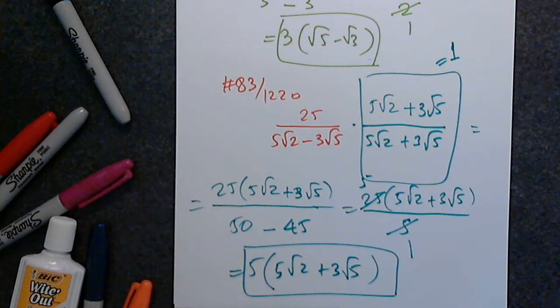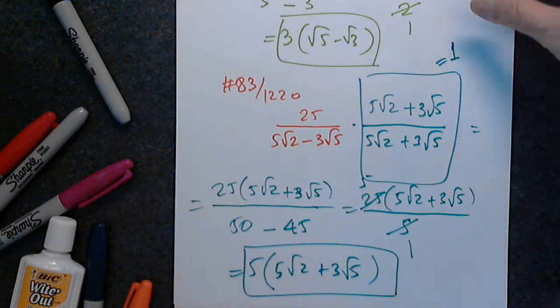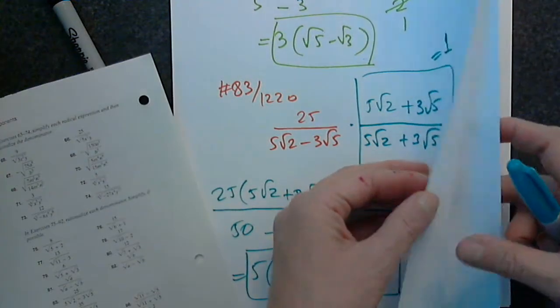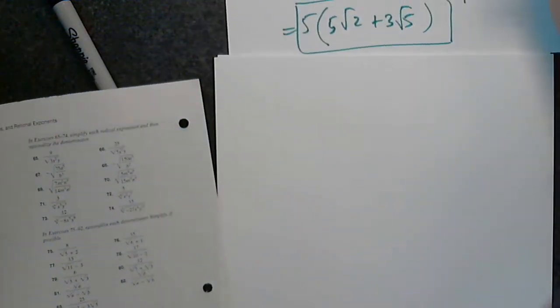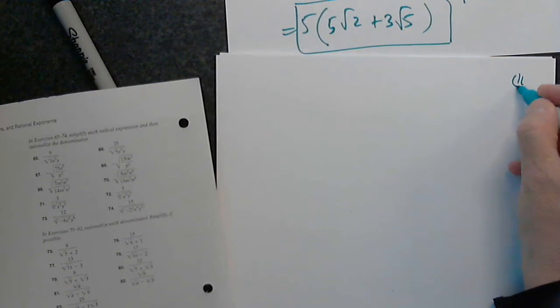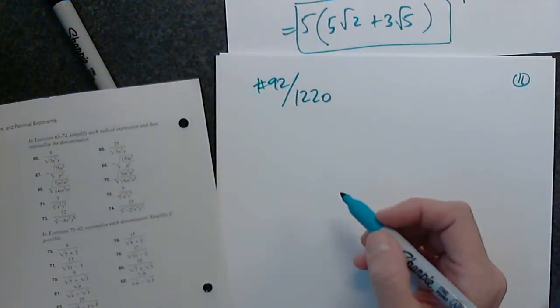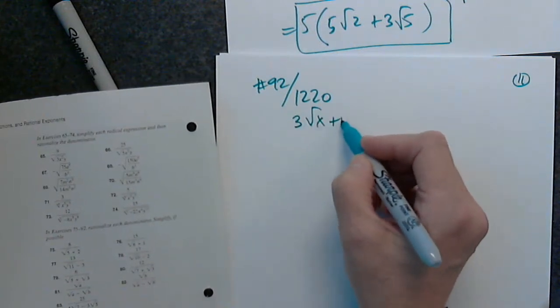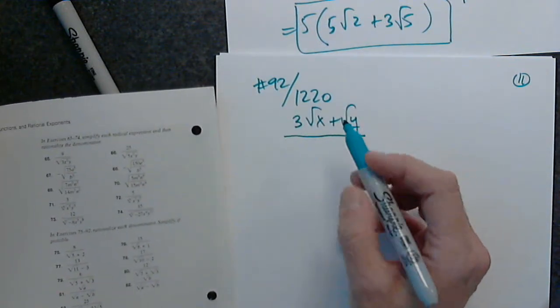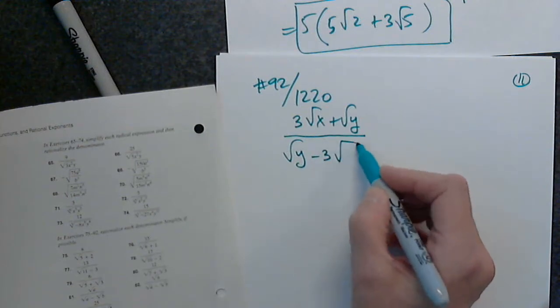Now, I like to pick myself one with x and y, variables in other words. Any questions on 83, please? Any questions? Okay? Perfect. So let's look at, let's say, 92. Same page. 3 the square root of x plus the square root of y, everything over the square root of y minus 3 the square root of x.